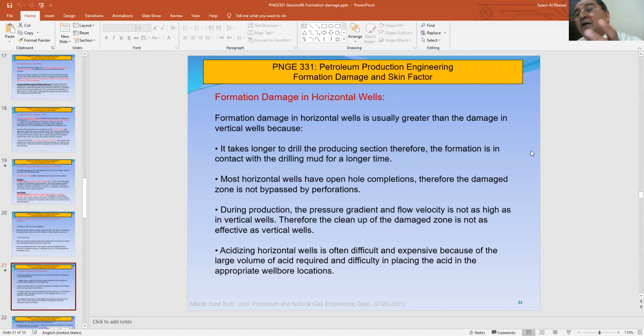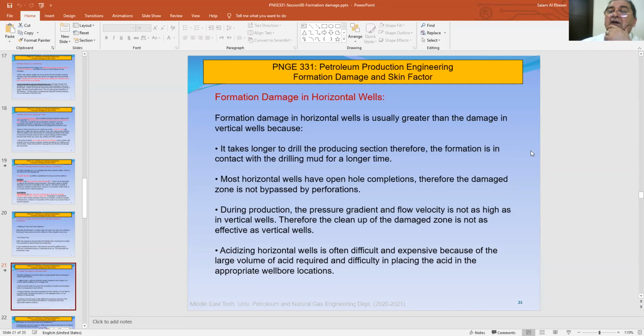However, we could accept that, knowing that the production capacity of the horizontal well is much bigger than the production capacity of the vertical well. And this is true. Why? Because the contact area between the wellbore and the porous media given by the horizontal wellbore is much bigger than the contact area of the vertical wellbore with the porous media.